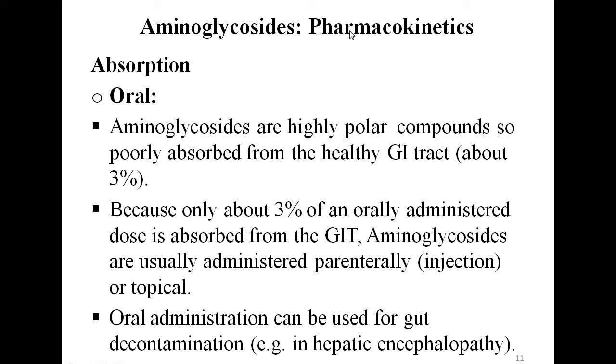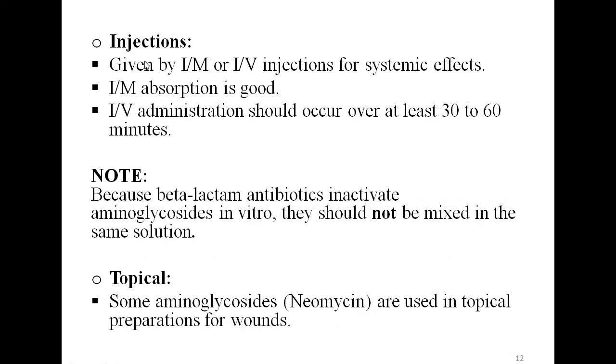The pharmacokinetics of the aminoglycoside antibiotics. Being highly polar, water-soluble compounds, they are not absorbed adequately on oral administration. Only about 3% is absorbed orally. Therefore, they have to be given by the parenteral route, intramuscular or intravenous. Oral administration is used, like we mentioned earlier, for gut decontamination or gut sterilization, for example, in hepatic encephalopathy or hepatic coma.